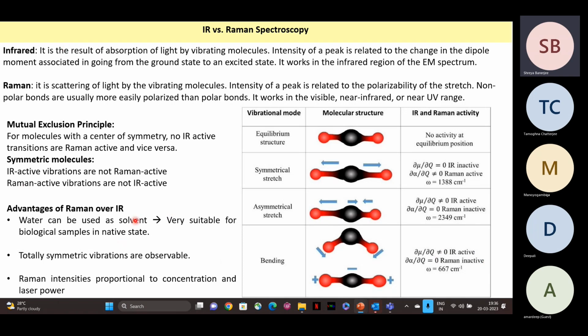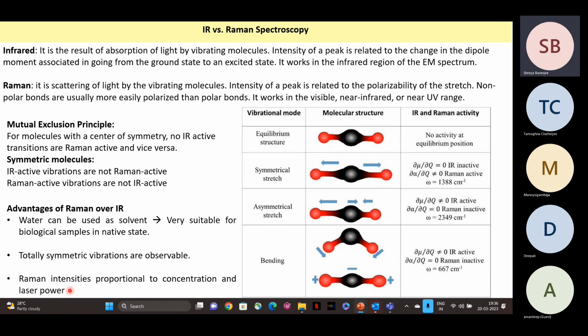So there are several advantages of Raman over IR. Firstly, Raman can be done in water, and so biological samples can be easily studied because the main biological solvent is water. Next, completely symmetric vibrations are observable. So if you think about the symmetric stretching, we cannot observe it by any other spectroscopy except Raman spectroscopy.